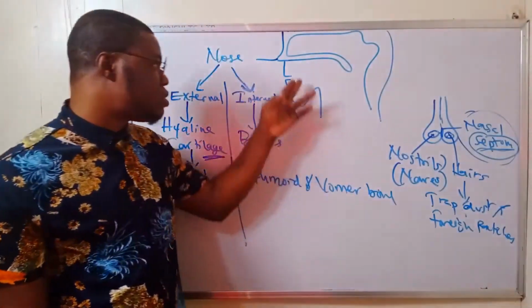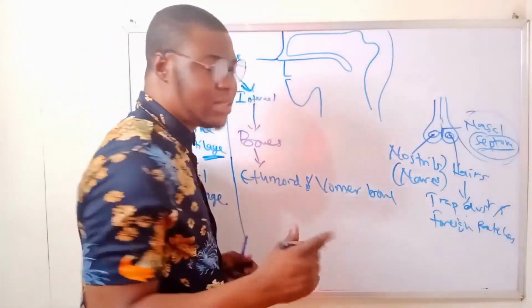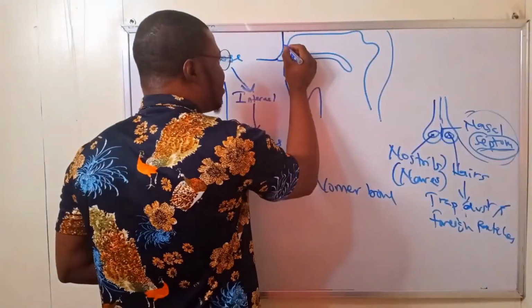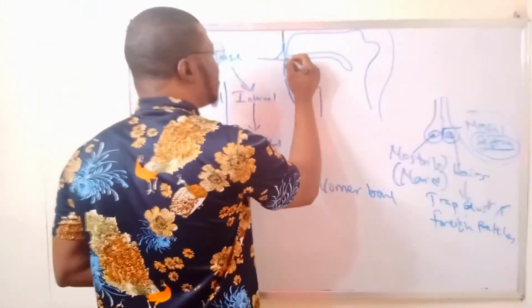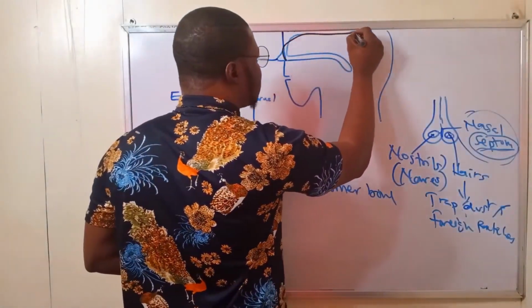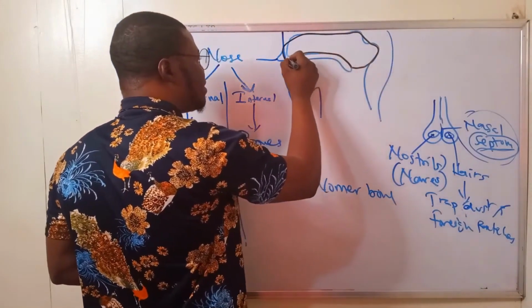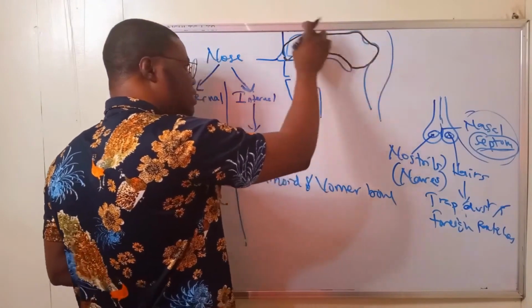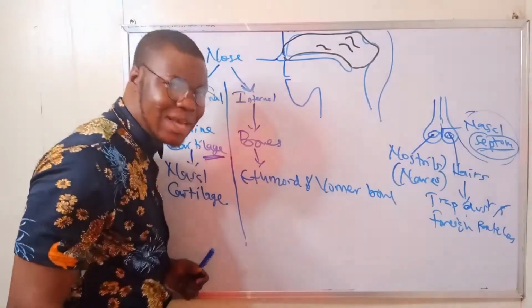Now, let's talk about the nasal cavity. The next thing is the nasal cavity, right? The nasal cavity is from here up to here. So everything in black, what it encapsulates is what? Is the nasal cavity. As simple as that.